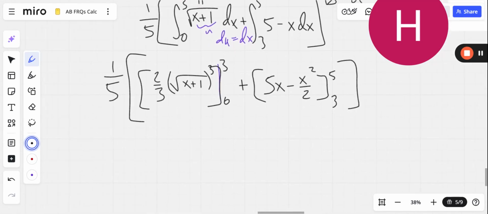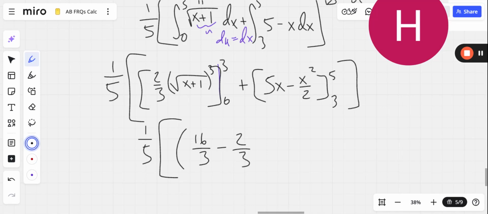All right, now let's plug in 3. It's very easy to do that. If you plug in 3, you just get the square root of 4, which is 2. 2 cubed is 8, so we get 16 over 3. And then if you plug in 0, you get square root of 1 is 1, 1 cubed is 1. 1 times 2/3 is, of course, 2/3.